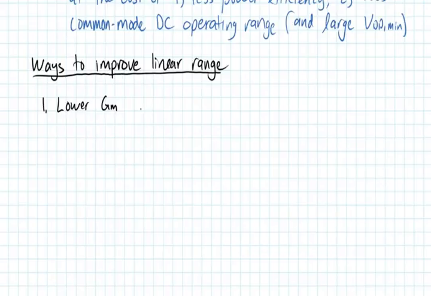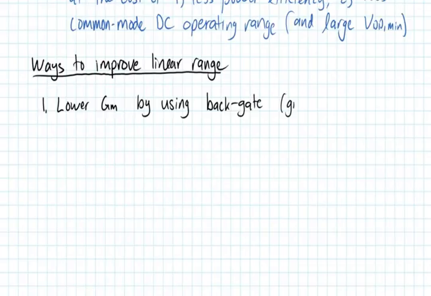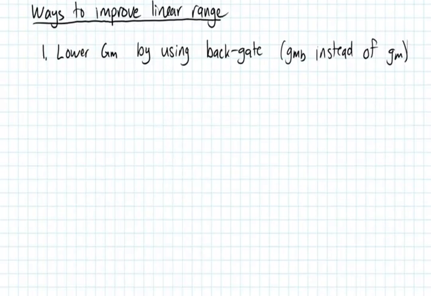We can do that in a number of ways. We can perhaps by, instead of using the gate input, we could use the back gate. We know that GMB is n minus 1. So in other words, using GMB instead of GM. So we know GMB is a little bit worse than GM, so perhaps that's one way to improve the linear range. Another way is to use something, a technique we call source degeneration.